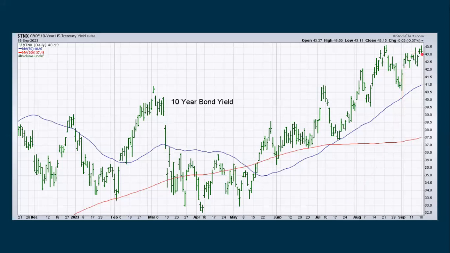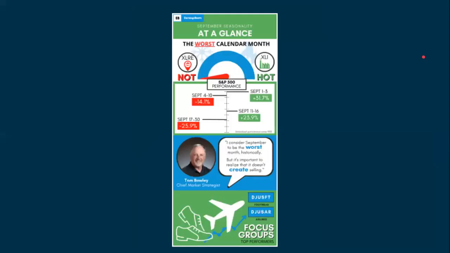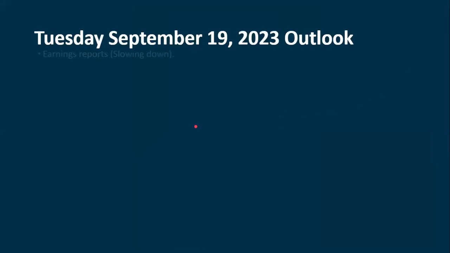Bond yields were down just slightly in Monday's session on the 10-year. And then Tom Bowley's research, where September is the worst month of the year, and we're starting to come to the end of this positive time and entering this more negative time. So what's our outlook for Tuesday?